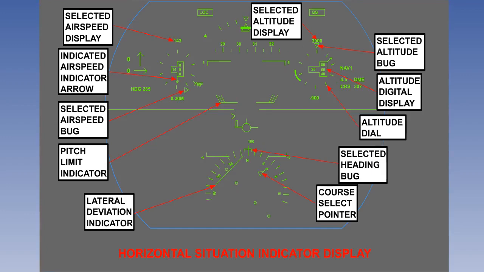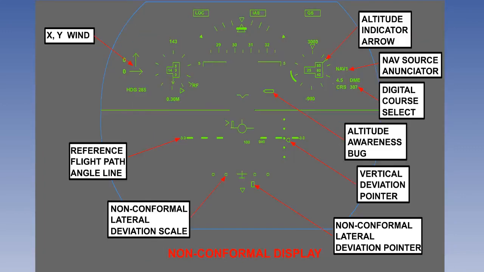Once in the climb or cruise, a horizontal situation indicator can be displayed. Pause the display if you want time to look at all the symbols and labels and continue when you are ready. And this is a non-conformal display, which might be a useful option in the cruise. Again, pause if you want to.